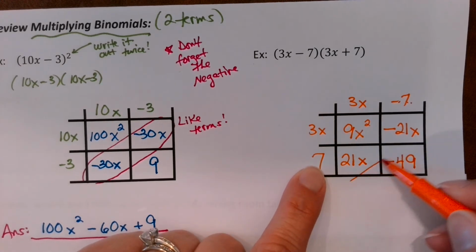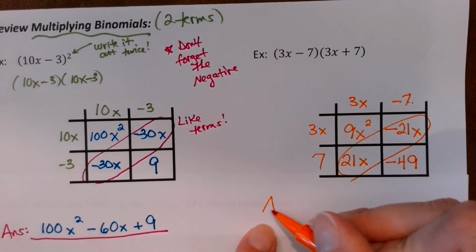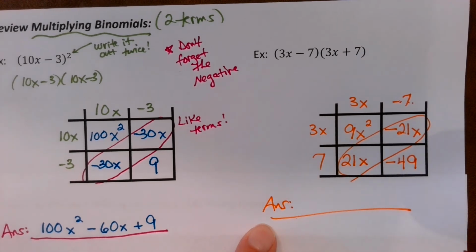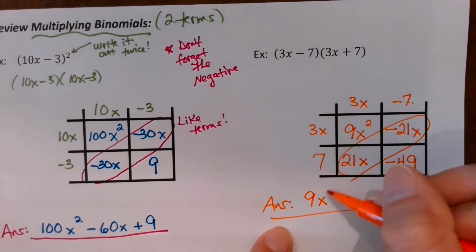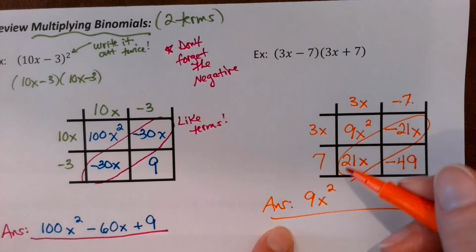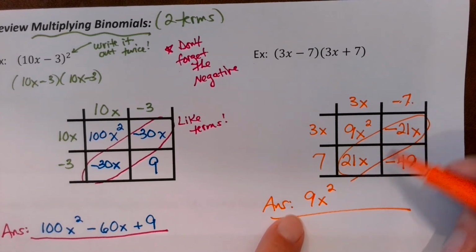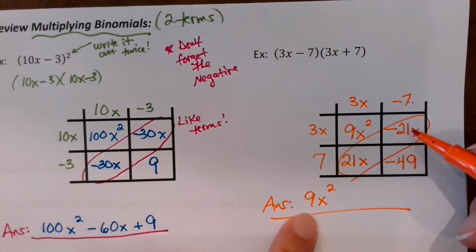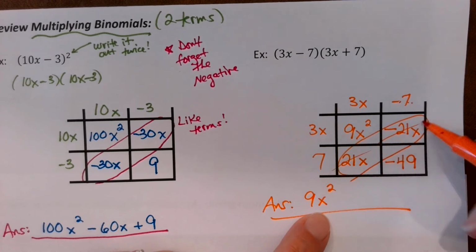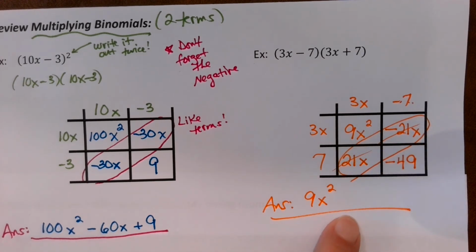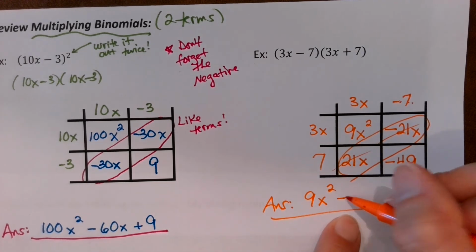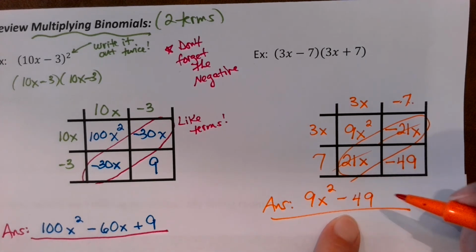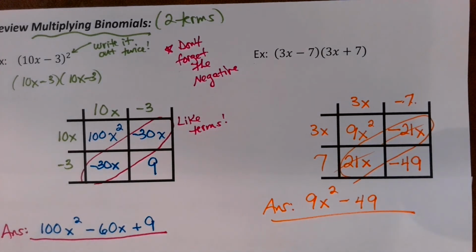Here are my like terms on the diagonal. So the final answer for this one: 9x squared. When I combine these like terms, positive 21x minus 21x, those just cancel out. So I'm not going to write anything. They're gone. And finally, negative 49. And that's how you multiply binomials.